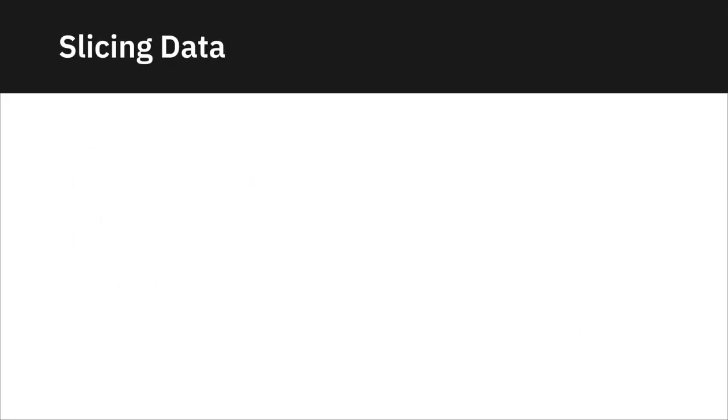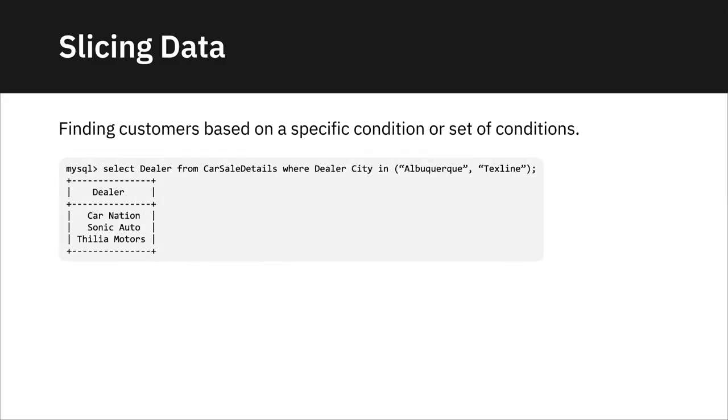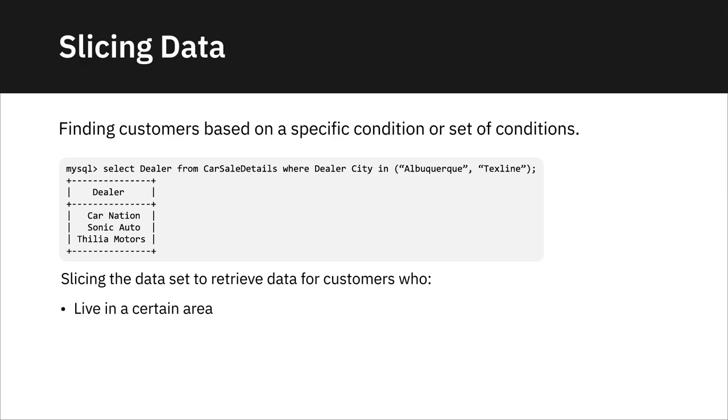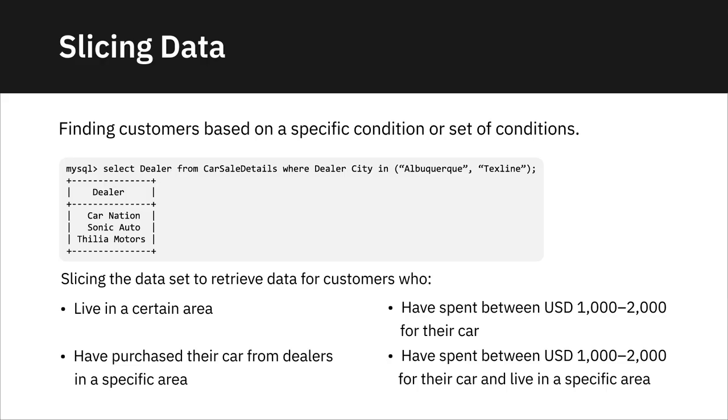Now, let us say you want to find customers based on a specific condition or set of conditions. Slicing a dataset lets you do that. In this dataset, for example, you would use the slice function if you want to retrieve data for customers who live in a certain area, or who have purchased their car from dealers in a specific area, or those who have spent between $1,000 and $2,000 for their car. You can also use operators that allow you to specify multiple levels. For example, customers who spent between $1,000 and $2,000 on their car and live in a specific area.